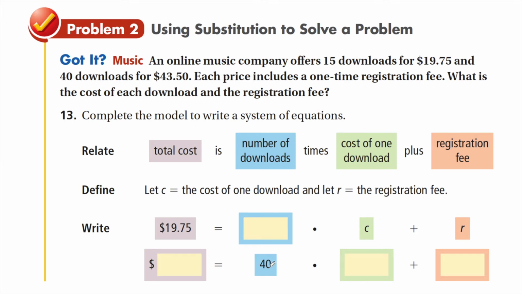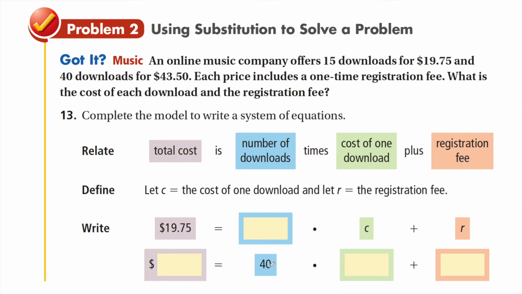Problem number 2, using substitution to solve a problem. An online music company offers 15 downloads for $19.75 and 40 downloads for $43.50. Each price includes a one-time registration fee. What is the cost of each download and the registration fee? Complete the model to write a system of equations.